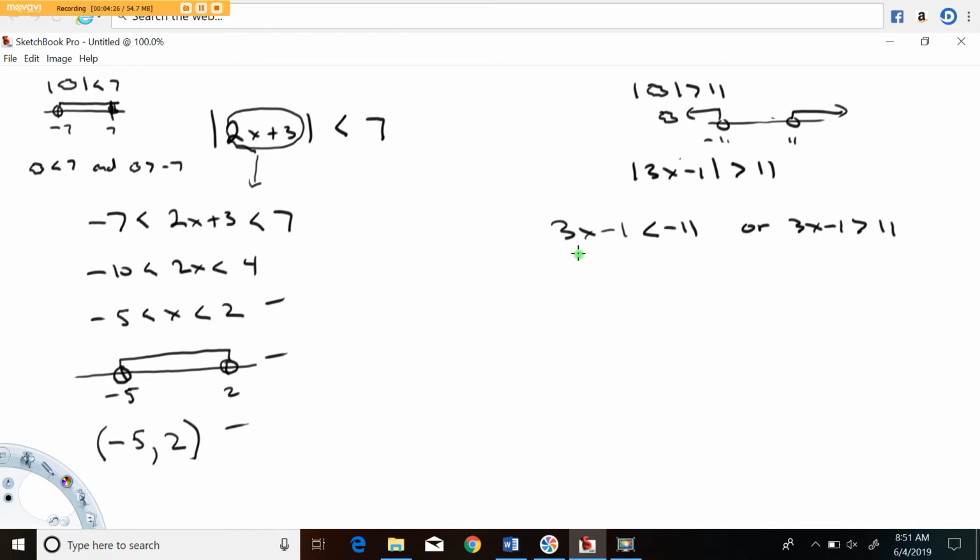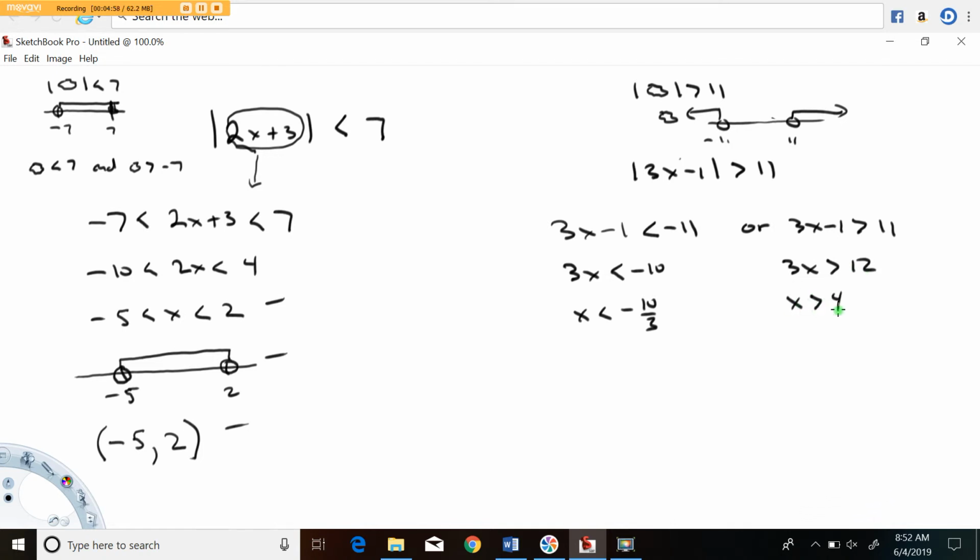Now we'll just solve these independently. So we'll add the 1, and we're going to have 3x less than, let's see if we add 1, that's a negative 10. Then we'll divide by 3, so x less than minus 10 thirds. Take a look at what's going on over here. So 3x minus 1, let's see, greater than 11, so adding 1, this is going to be 3x greater than 12, dividing by 3, x greater than 4.